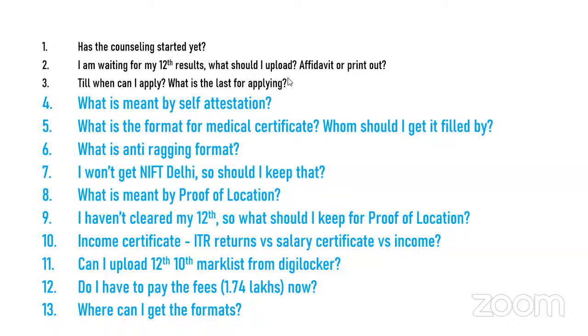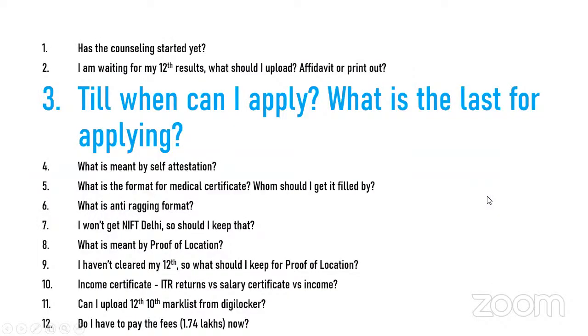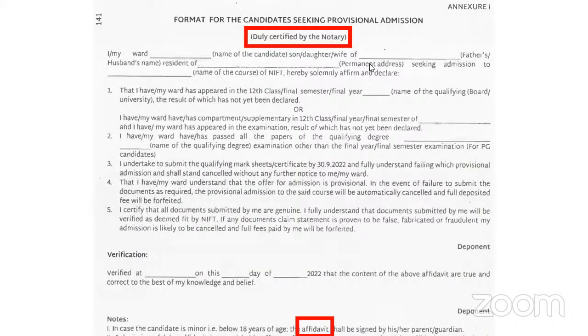Then regarding your 12th results, if you are awaiting that, you will have to give an affidavit which says that when your results come out, you will share the originals of that. This is the affidavit that I'm talking about. You also have to get it accredited from the notary. Okay, so get it certified by the notary. Please note that you get this printed on a non-judicial stamp paper of 10 rupees.